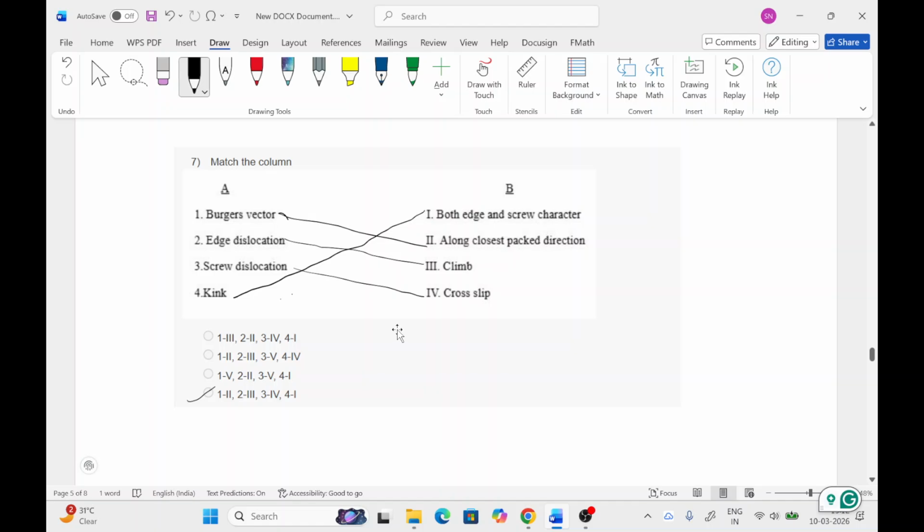So seventh question, we have to match the column. So for Burgers vector, we know that it is along the closest packed direction. So edge dislocation, it uses climb to change the plane. Screw dislocation cross slips, and kink have both edge and screw character. So if we match this, first to second, second to third, third to fourth, and fourth to one. So the D option is correct for this.